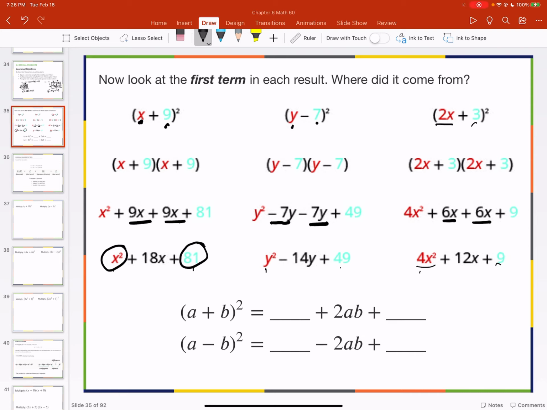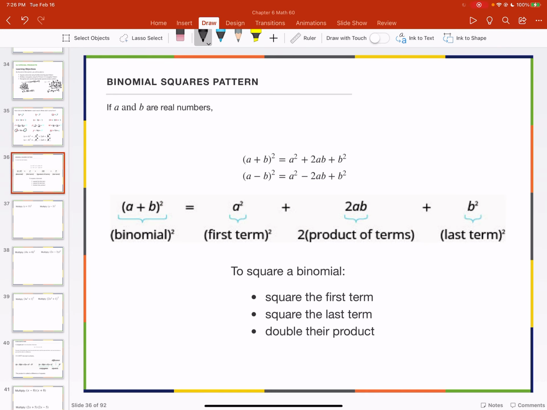So the first term would be a squared plus 2ab plus b squared, and then for minus, it's the same thing: the first term squared minus twice the product plus the last term squared. So that's the general formula. So you have the first term squared, 2 times the product of the terms, plus the last term squared. And then for minus, it's the same exact thing, except that the middle term is negative.